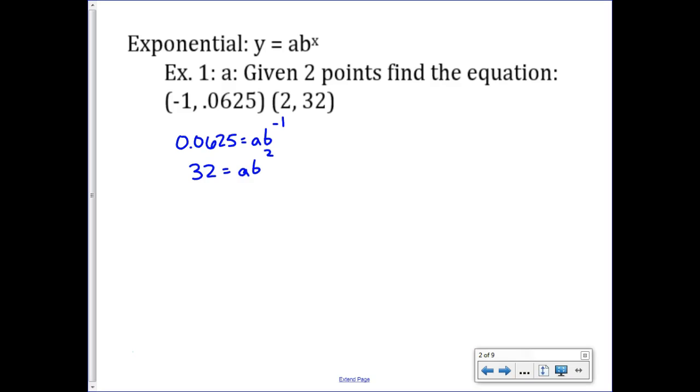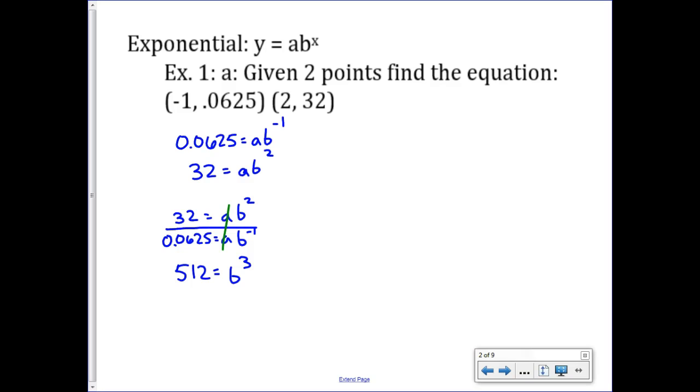One thing we can do is we can divide these out. So I'm actually going to flip these around. I'm going to put 32 equals ab squared divided by 0.0625 is equal to a b to the -1. So when I do that, my a's will cancel, and I get 32 divided by 0.0625 happens to be 512. And then I get b to the second divided by b to the -1. So since I'm dividing, I'm subtracting those exponents, so 2 minus -1 is b to the third.